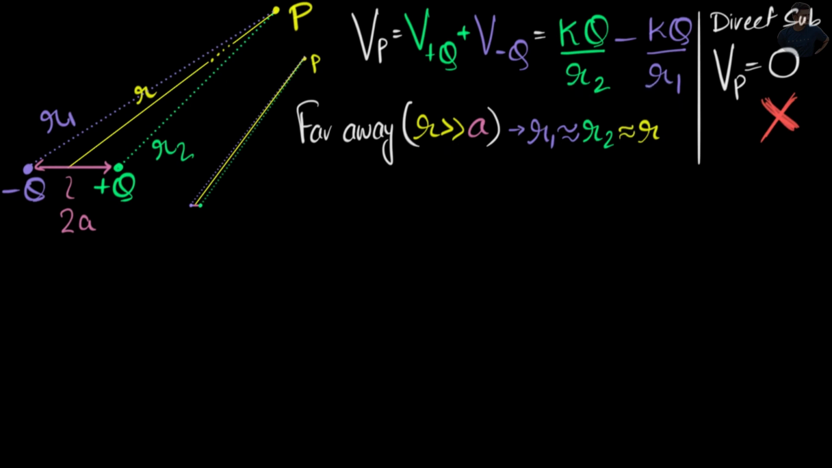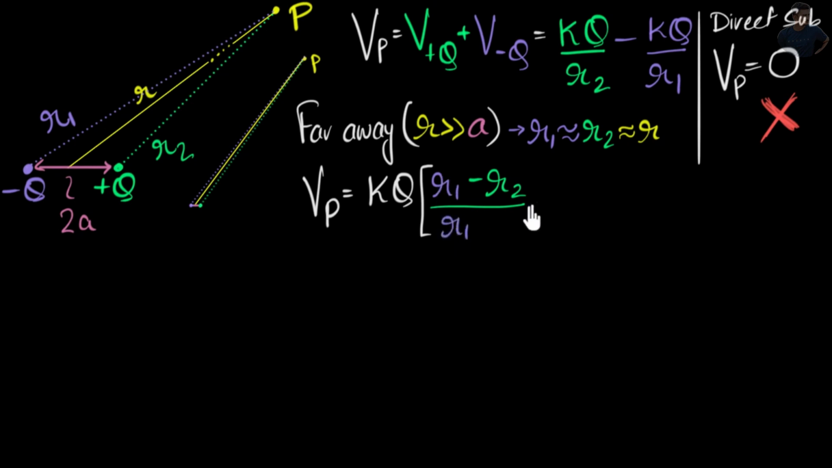I can take a common denominator. So if I take the common denominator, I get Vp equal to, let's see, I can take KQ out. And when I take the common denominator, I get R1 minus R2 divided by R1 times R2. So that's going to be R1 times R2. And now let's see if we can substitute this over here and see what we get.